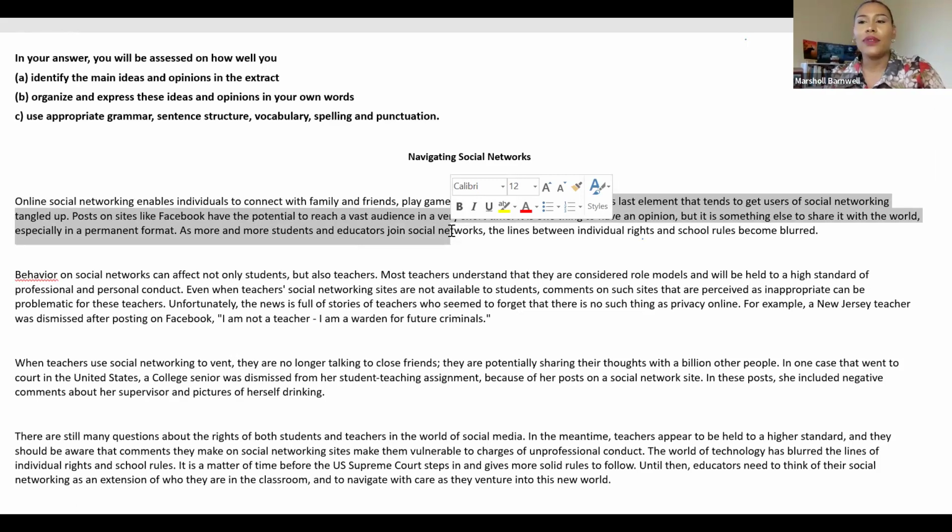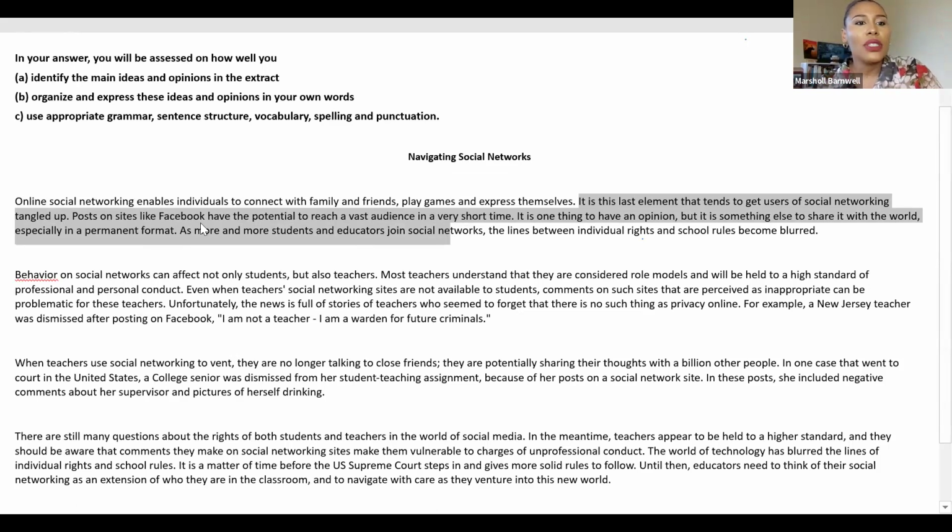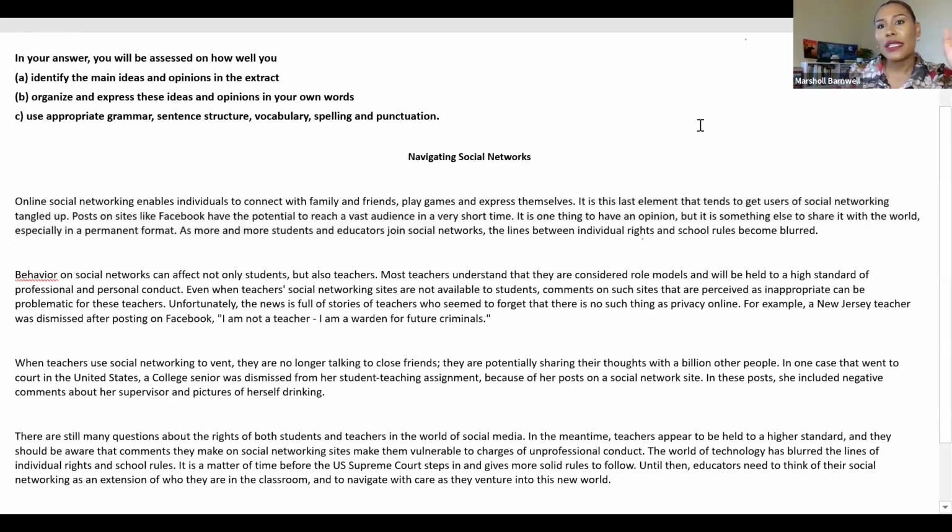That is an example of not using your own words, but at the same time, not switching what the content is conveying. Posts on sites such as Facebook have the potential to reach a vast audience in a short time. Now, you don't need to mention Facebook because Facebook is an example of a social networking site. Simply putting, social networking sites have the ability to reach a vast audience, this is sufficient. So let's say, for example, I'm annotating. Let me go ahead and annotate.